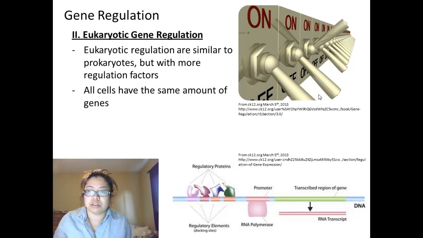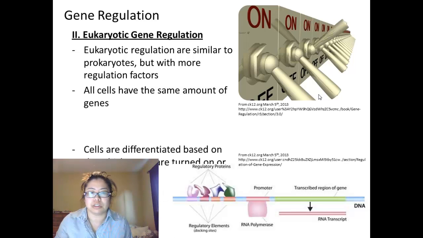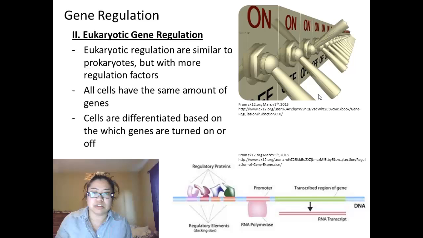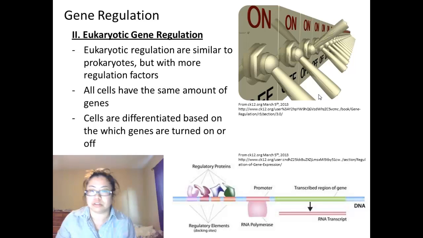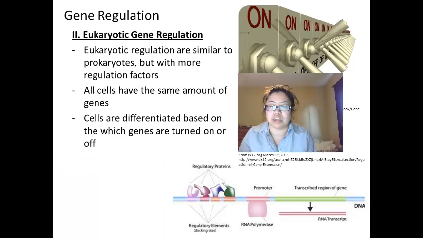All cells have the same amount of genes, the same amount of DNA, the same kind of DNA. So your skin cell and your heart cell have the same kind of potential genes. The difference has to do with the kinds of proteins they are differentiated by. Cells are differentiated based on which genes are turned on or turned off, which makes a heart cell gene different from a skin cell gene.